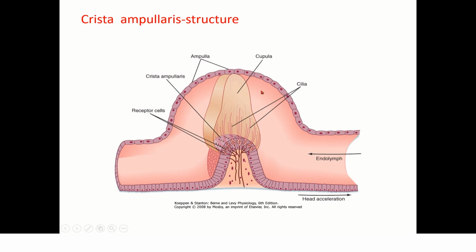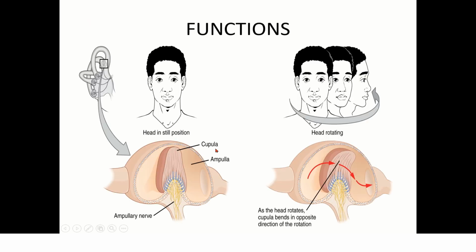This crista ampullaris is present in the ampulla of the semicircular ducts. There are three semicircular ducts: the anterior or superior, posterior, and lateral semicircular ducts. These are responsible for kinetic equilibrium and angular acceleration. You can see here the head being rotated and the cupula being bent, stimulating the kinocilium and the stereocilia, generating the impulse.